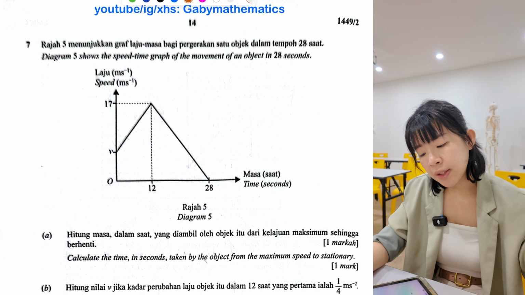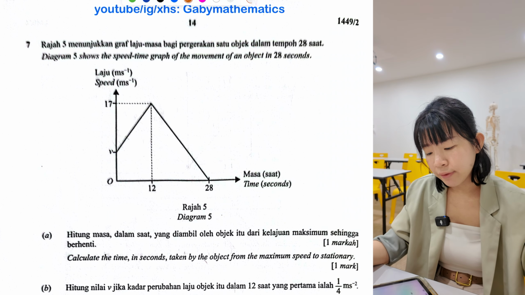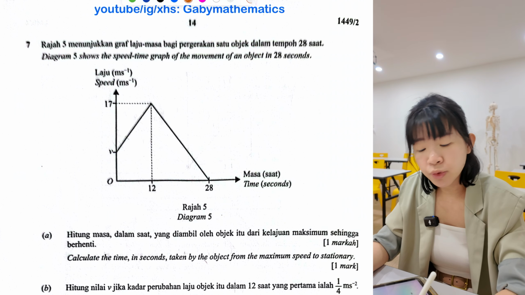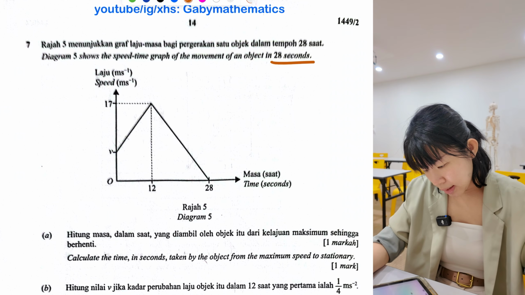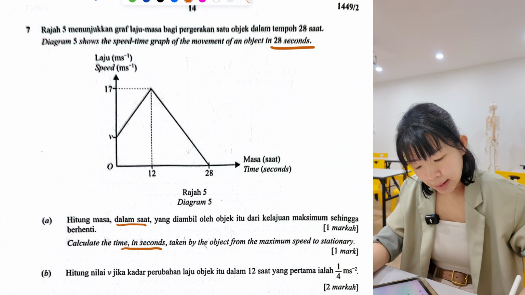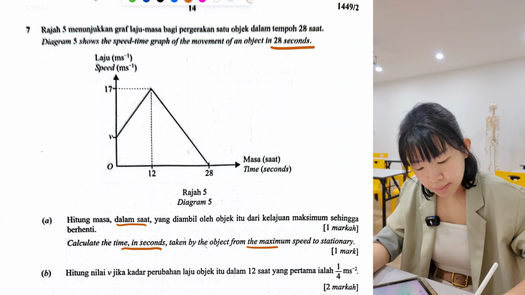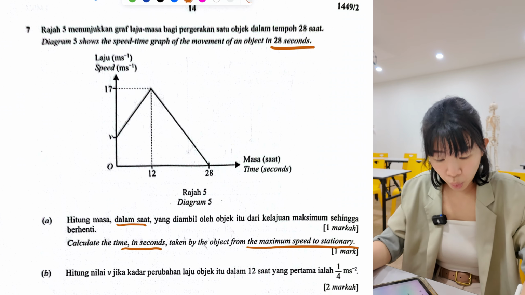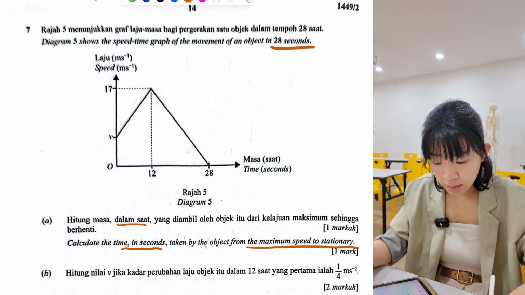Okay, diagram 5 shows a speed-time graph. This is a speed-time graph of the movement of an object in 28 seconds. A. Calculate the time in seconds, dalam saat, taken by the object from maximum speed to stationary. Which part are they referring to?